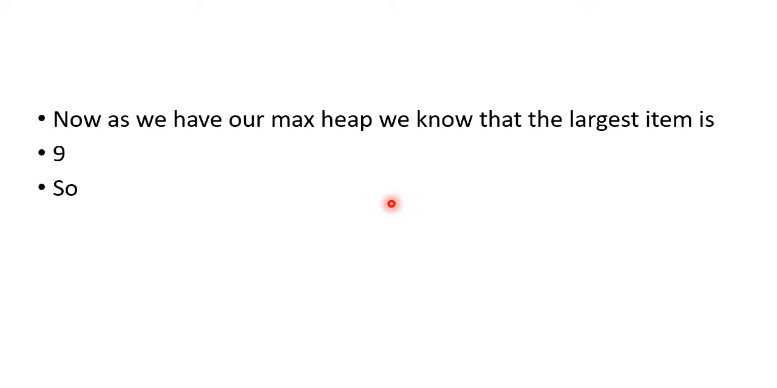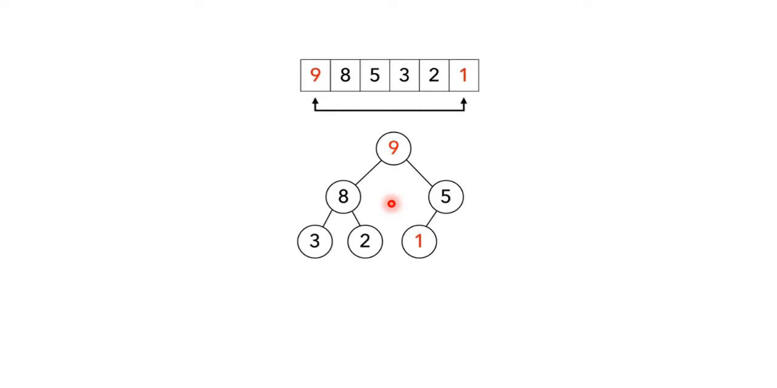Later on, now as we have our max heap, we know that the largest item is 9. So we swap 9 with the item at the end of the array, that is 1. Here we see that at the end of the array there was 1, and 9 came as our max heap root. Now this is our largest number. As we are going to sort the array, in sorting obviously the largest number comes at the very end. So we will replace our largest number with the number at the end. We will simply swap the 9 with 1, both in the heap and in the array.